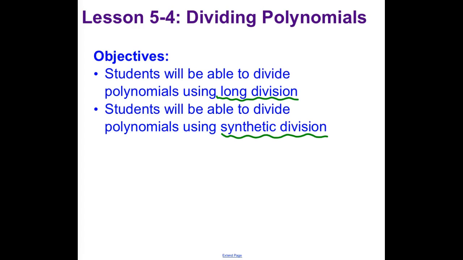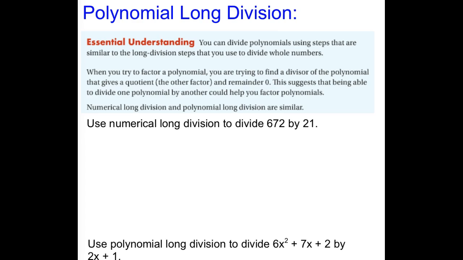Okay? It says you can divide polynomials using steps that are similar to the long division steps you use to divide whole numbers. So we're kind of taking a trip back to 4th grade, okay, when you learned to divide. It says when you try to factor a polynomial, you are trying to find a divisor of the polynomial that gives a quotient, the other factor, and a remainder of 0. This suggests that being able to divide one polynomial by another could help you factor them.